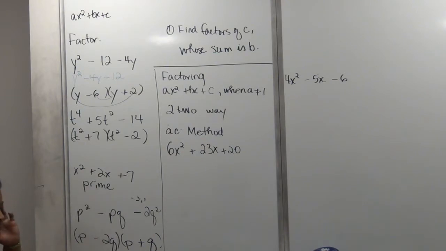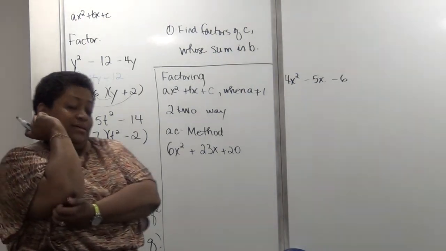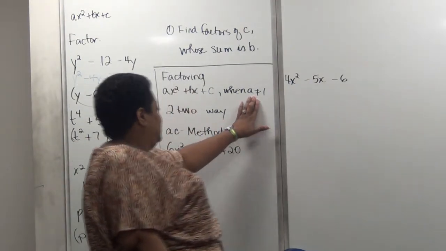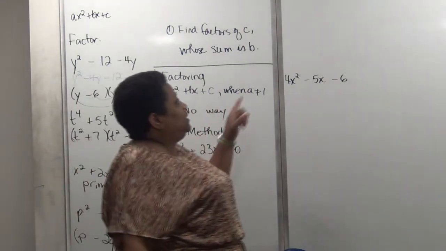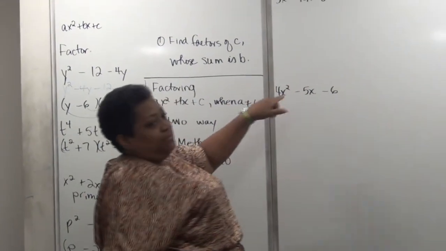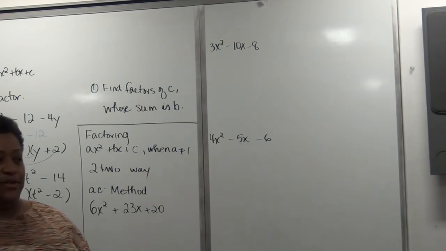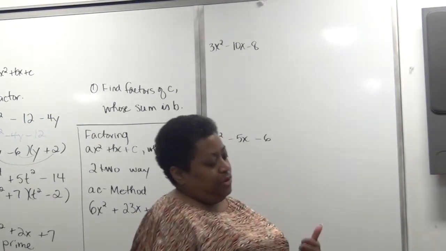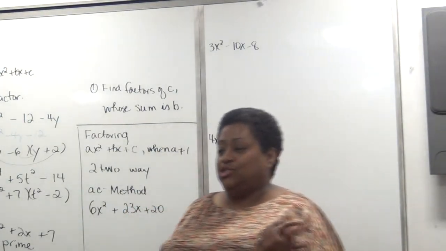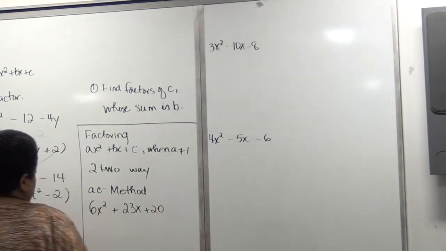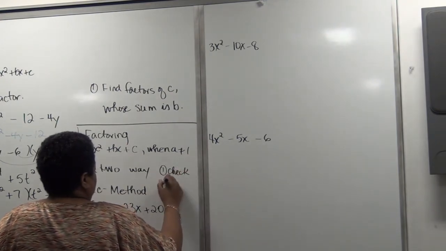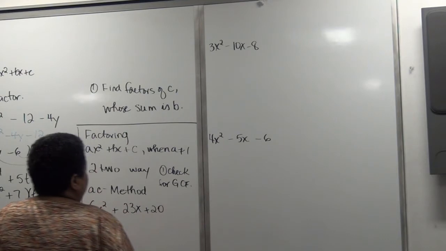Okay. Now, today's lesson is we're still factoring, but today's lesson is when our A is not 1, when we have a coefficient in front of our x squared term. First of all, whenever we have a coefficient in front of our x squared term, the first thing we're going to always do is check to see if there is a GCF there. That's number 1. Check GCF.